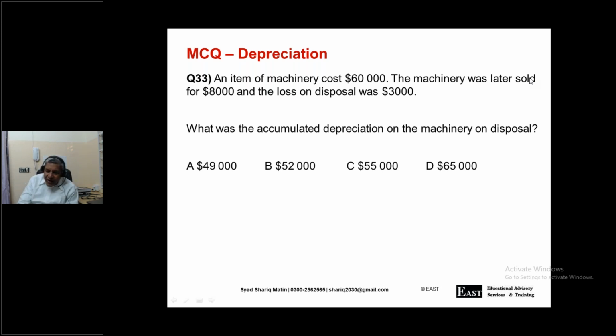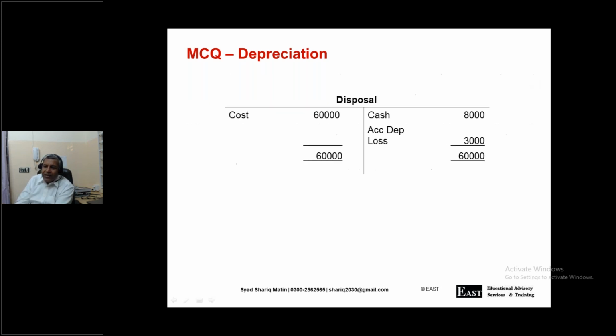Thank you, Elia. Good, great. Let's check what is my answer. It is exactly the same. I made a T account, right? 60,000 on the debit side, cash on the credit side, and loss on disposal on the credit side. Cash is 8,000, loss on disposal is 3,000. So my balancing figure, as Elia said, is 49,000, right?